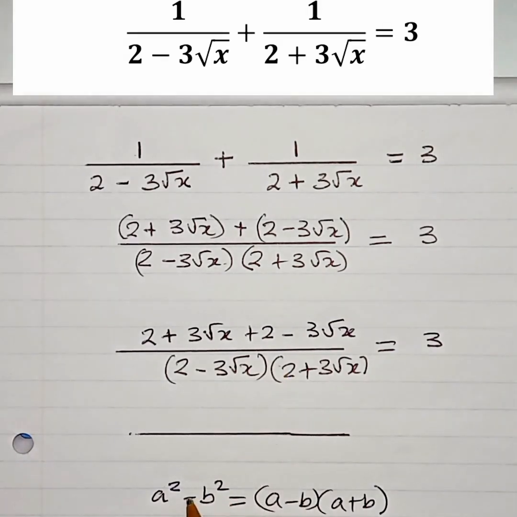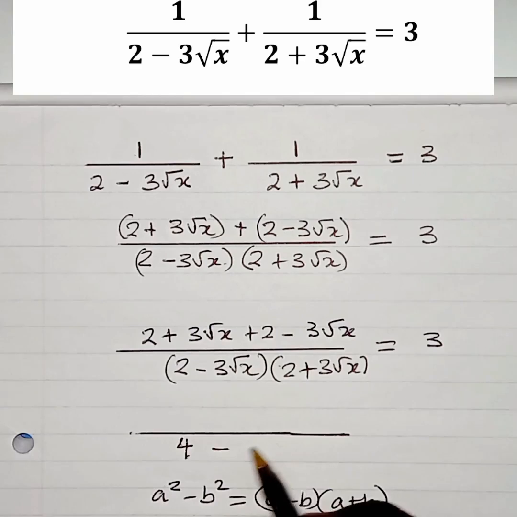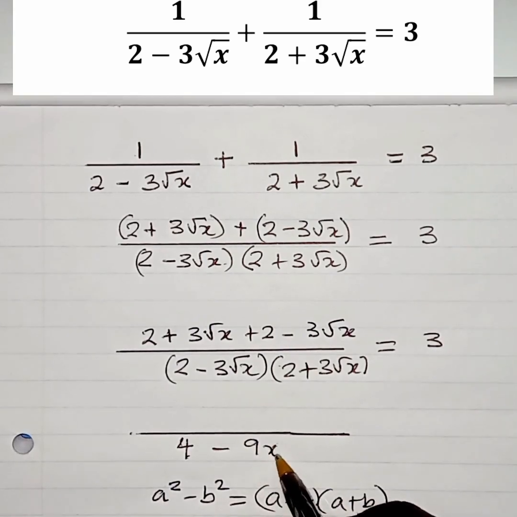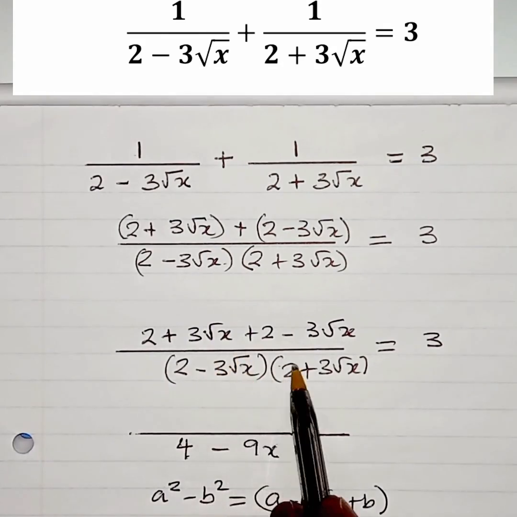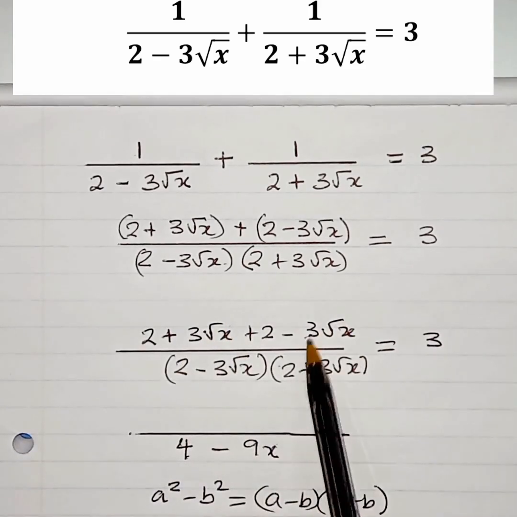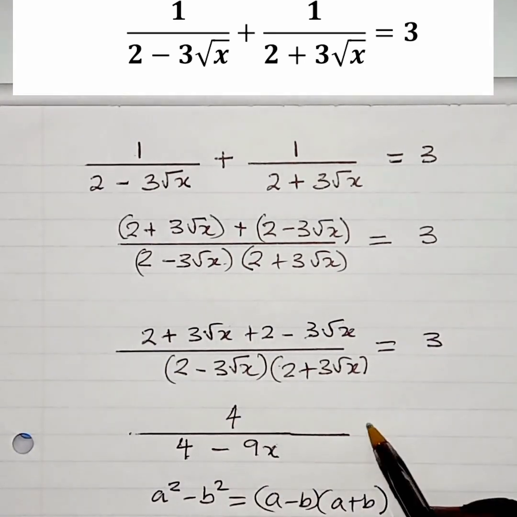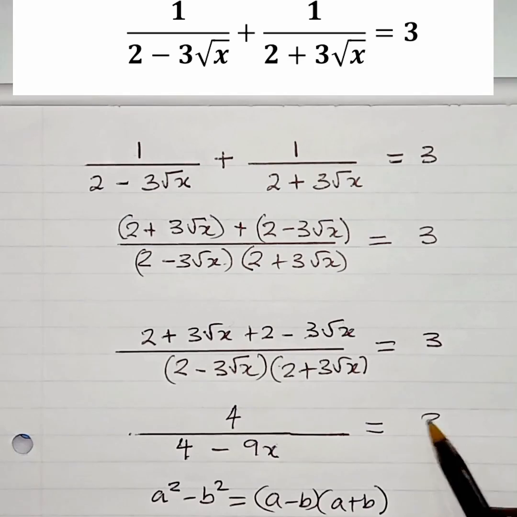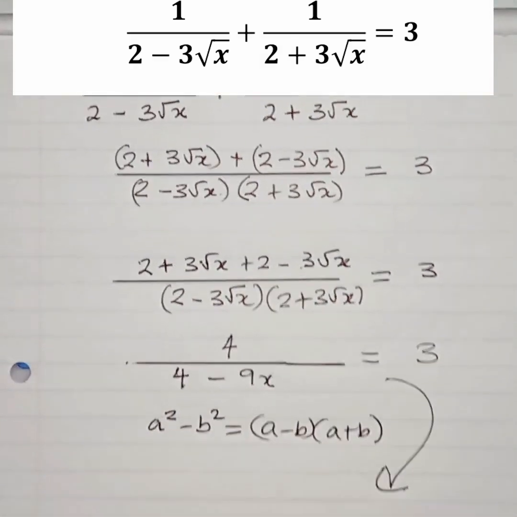So we are going to say this denominator is equivalent to 4 minus 9x, because I'm saying 2 squared minus 3 root x squared. And then the numerator, this is going to cancel that. Then we're going to have 2 plus 2, and that gives us 4 is equal to 3. Now just need to solve that equation.